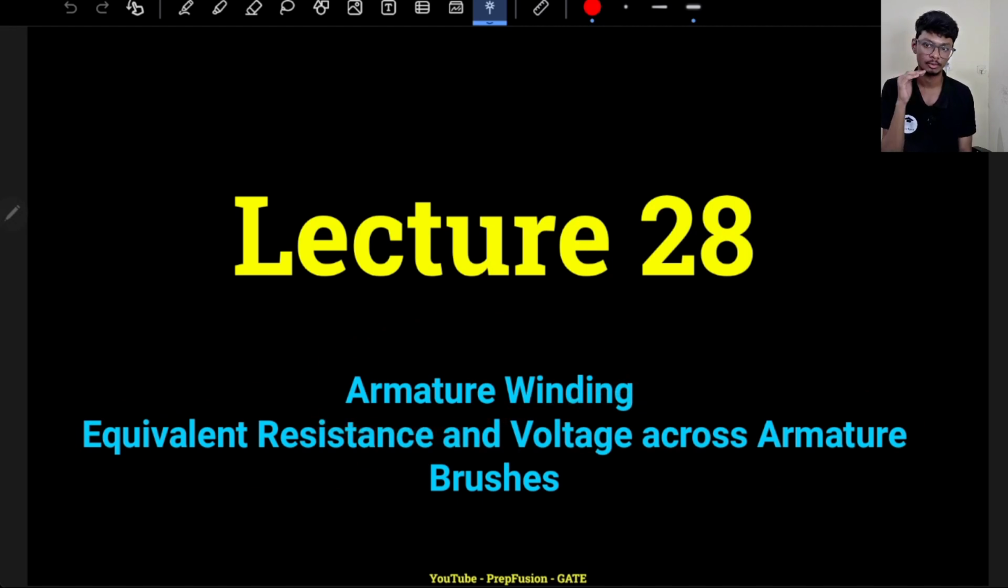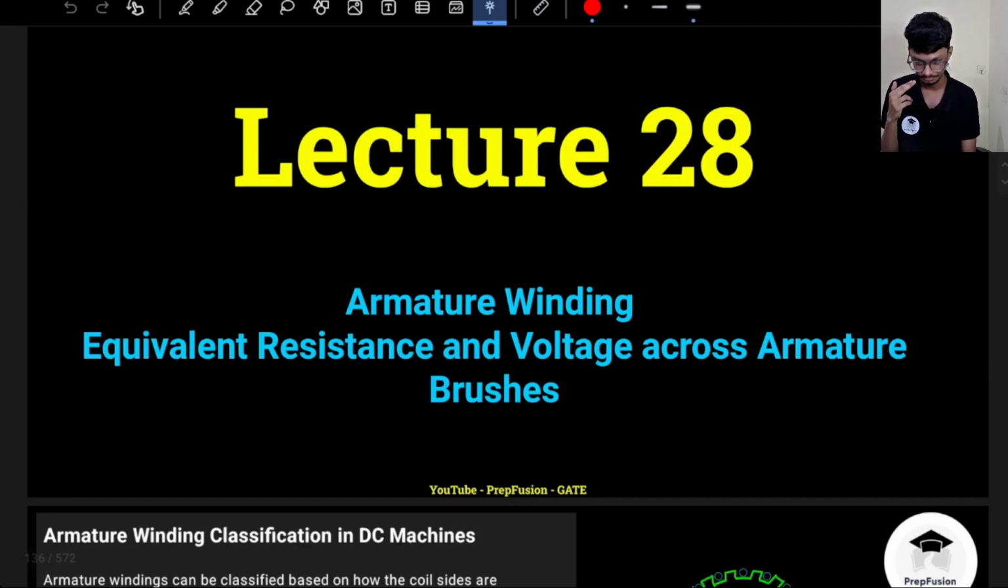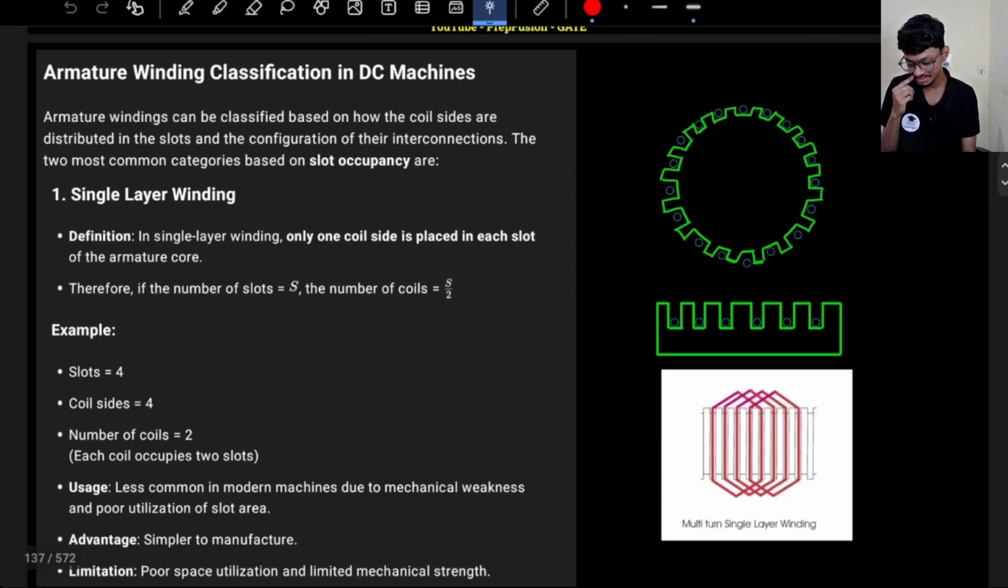Also we will discuss lap and wave winding, which are very important types of winding for the armature in a DC machine. Also we will discuss brushes, right? What happens if I remove a few brushes, and what brushes are actually used for, those things we have discussed previously as well. Today we will discuss more about those. So first is the armature winding.